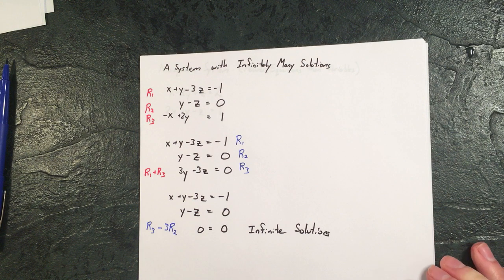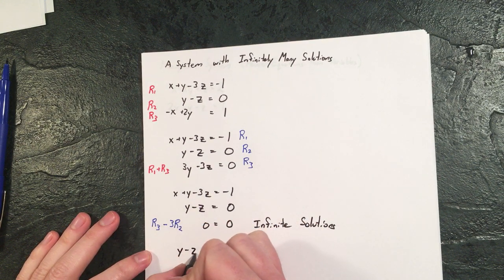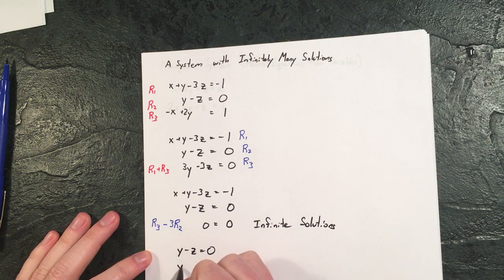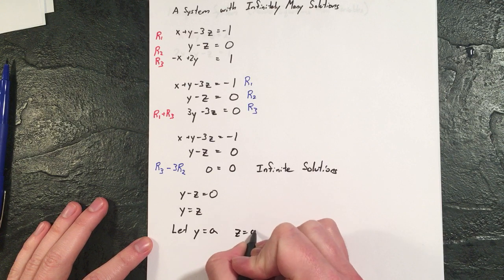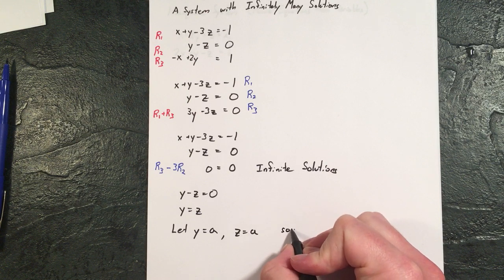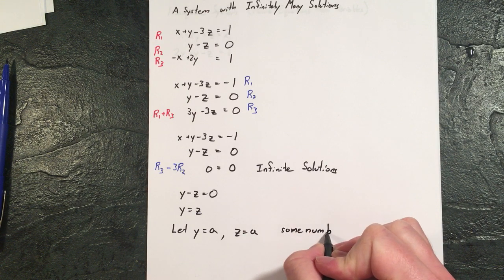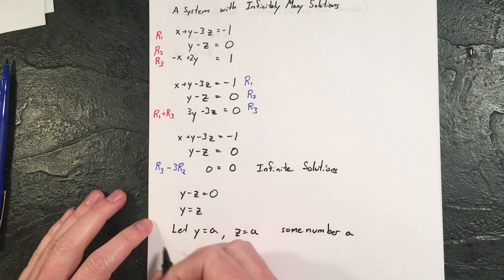Okay, that is not quite enough though here. We want to know exactly what these answers look like. So let's say, since we know this is true, we know that y has to equal z. And let's just say, let's let y equal a, which means z equals a. Just some number a.